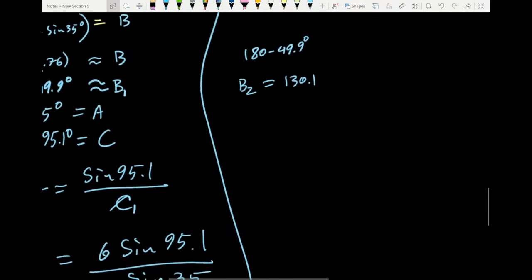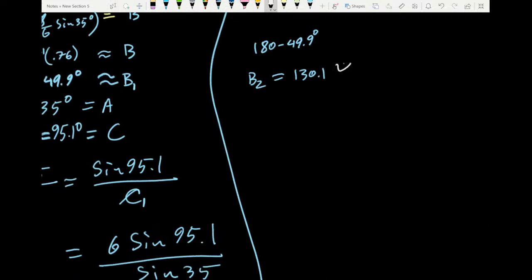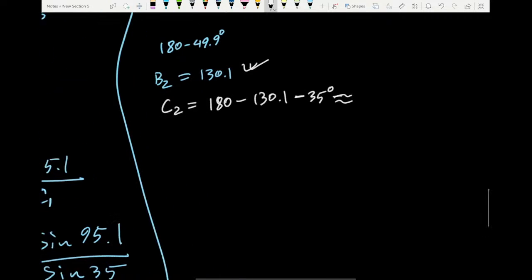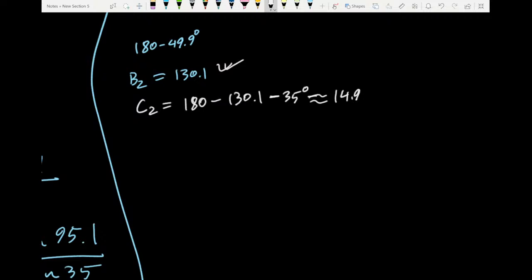What about for this angle right over here? What do we do with this one? If this angle is B2, what's the possible angle for C2? You get 180 minus 130.1 minus 35 degrees, and you get 14.9 degrees. So we got our 14.9 degrees.